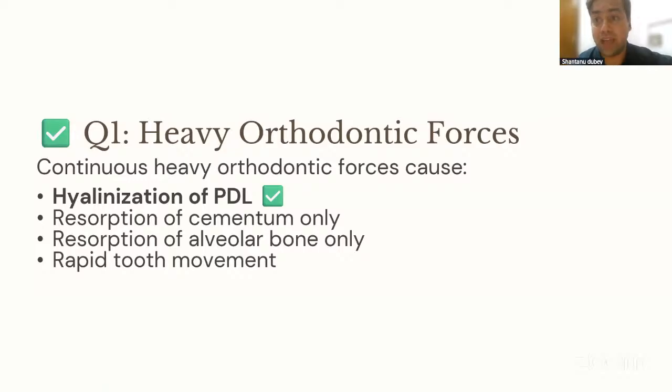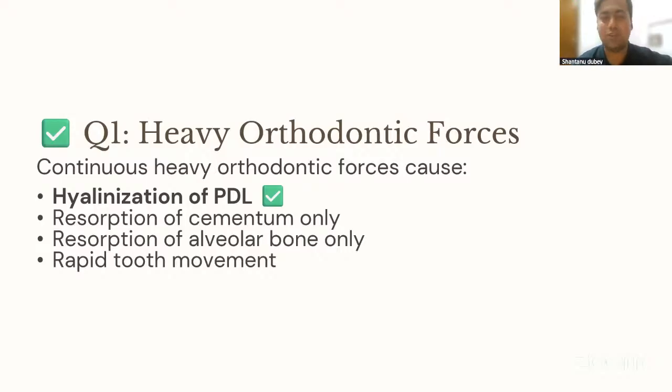Resorption of the alveolar bone only, and resorption of the cementum only. Whenever there is "only," the answer has to be very, very accurate. So the question that comes to our mind is, whenever we apply heavy orthodontic forces, will it just affect the alveolar bone or just the cementum? We understand that if heavy forces are applied, it can cause mobility, so it is affecting the alveolar bone for sure. But does it not affect the cementum at all? Do we not know about the root resorption which may be caused by heavy orthodontic forces? We already know. So the three options are eliminated.